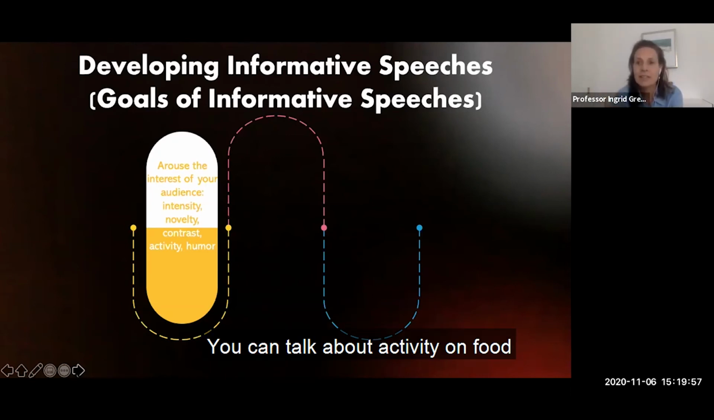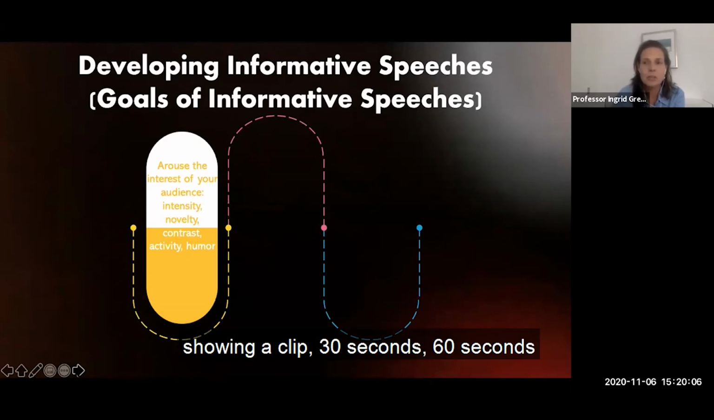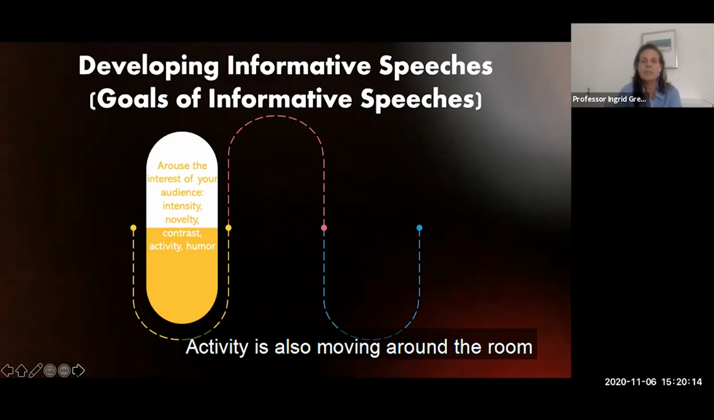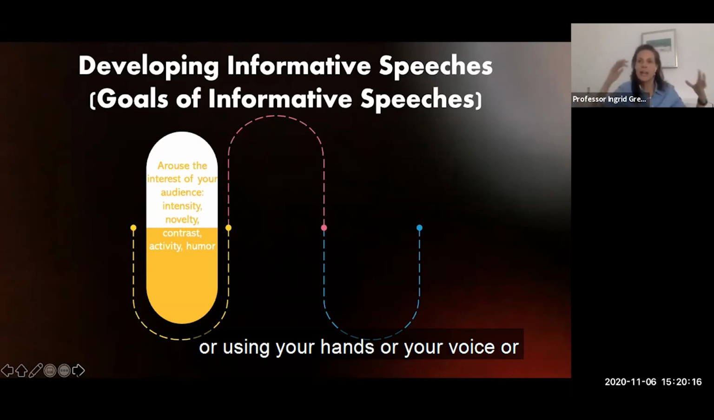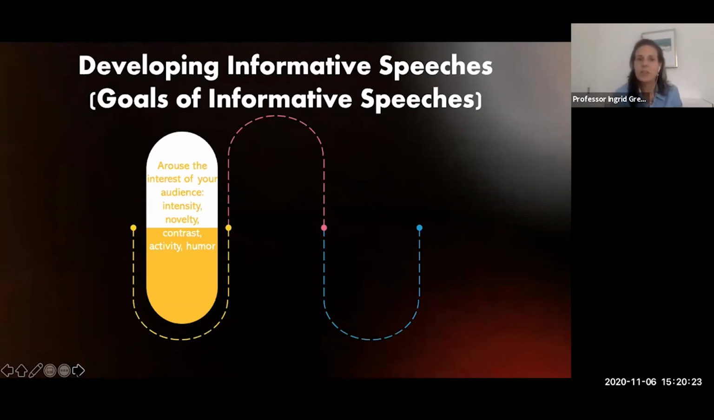You can talk about activity or include activity in your informative speech. And the best example here is showing a video. Super, super useful, right? Showing a clip, 30 seconds, 60 seconds of a video that shows something, that demonstrates something in your speech. Activity is also moving around the room or using your hands or your voice or your head to create some sort of additional activity for your speech.